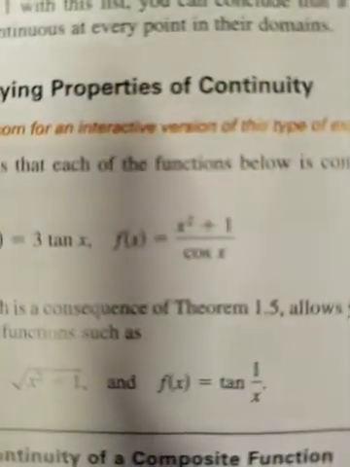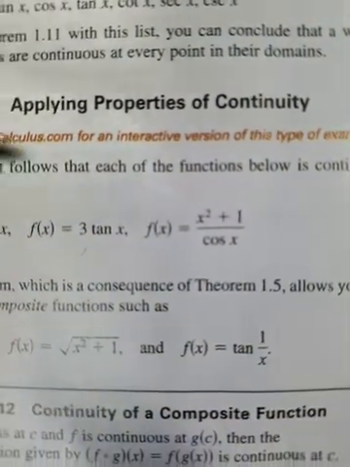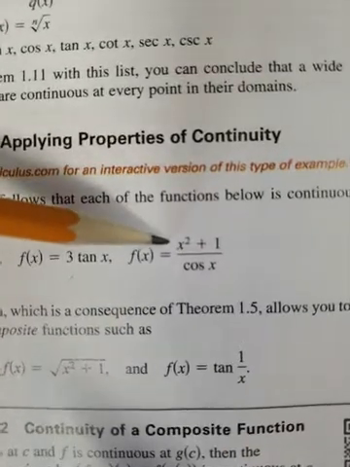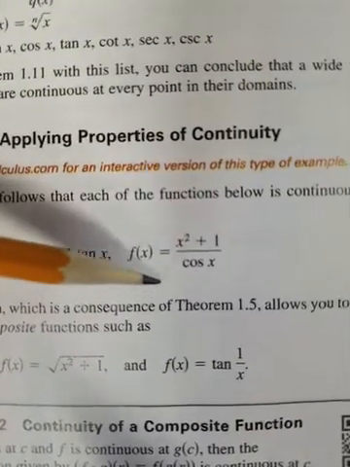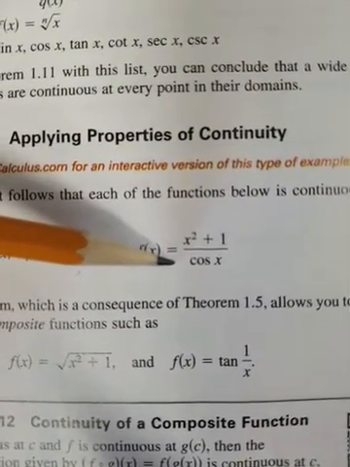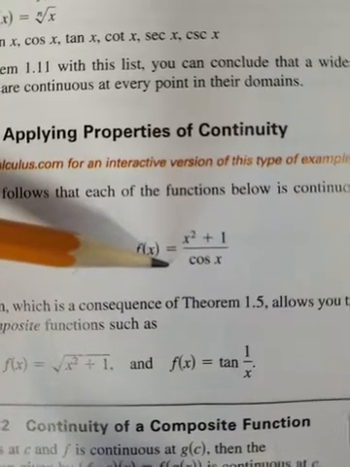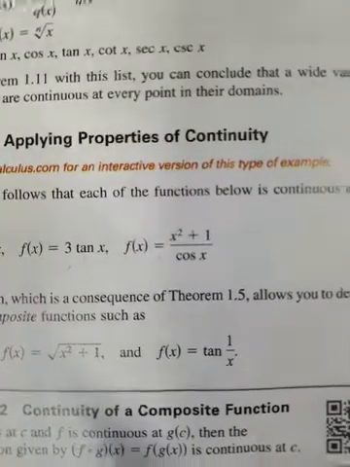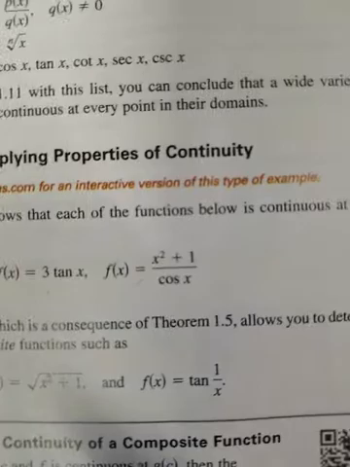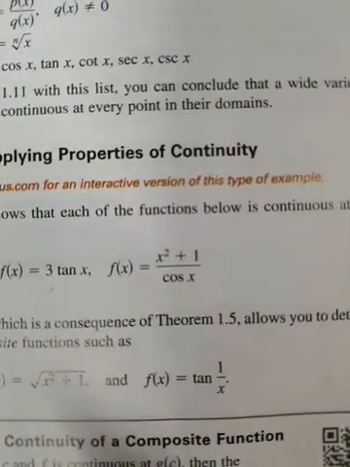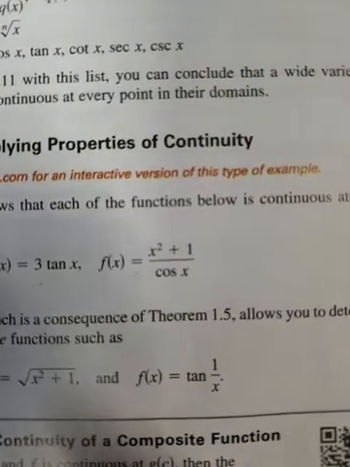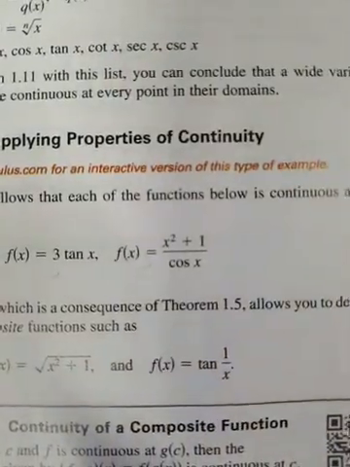Alrighty, this third function, y equals x squared plus 1 over the cosine of x. I can plug anything into the numerator. That is a smooth continuous curve. The denominator was the cosine of x. Remember, the denominator cannot be 0. That's where it's going to be discontinuous. So if I was to take a look at the cosine of x graph and answer everywhere it's 0, that is where this graph is discontinuous. The graph is continuous everywhere else.